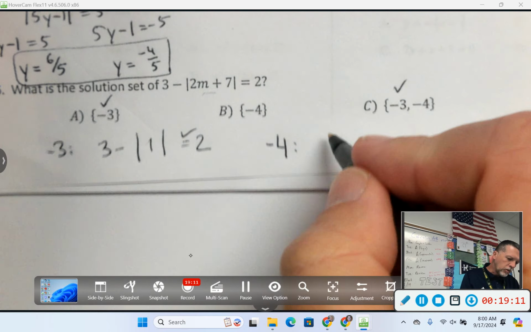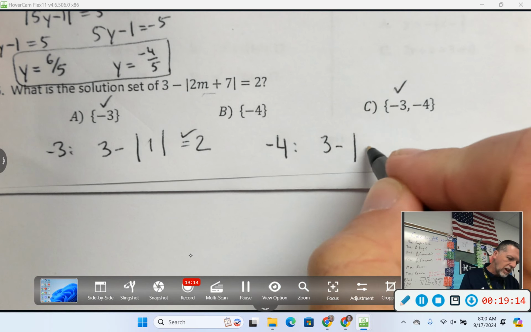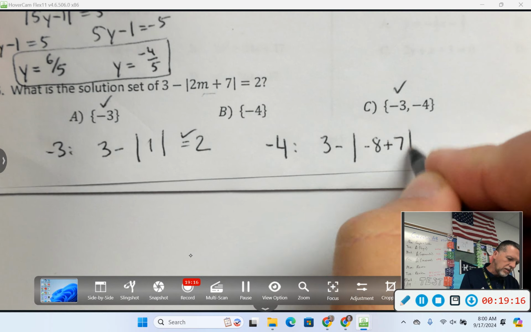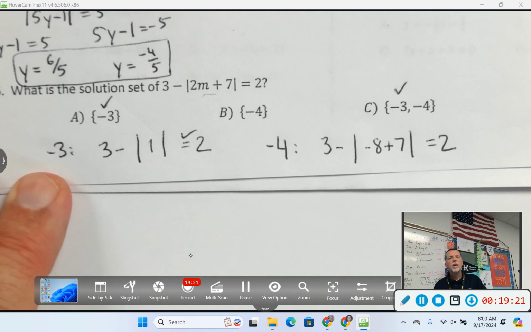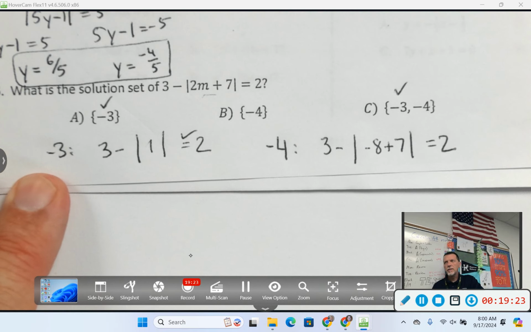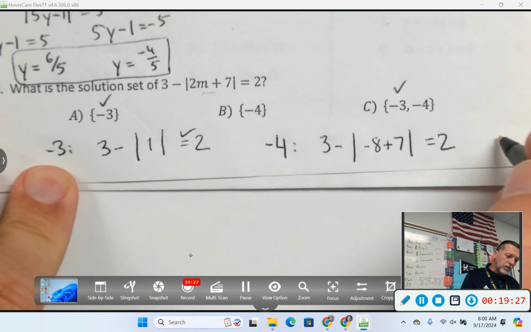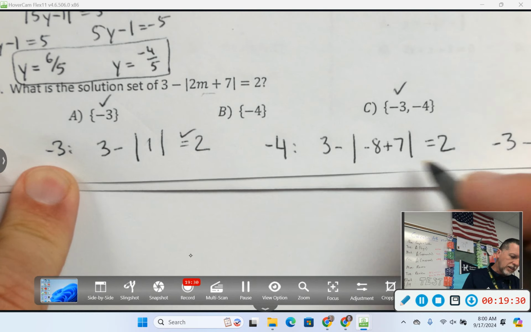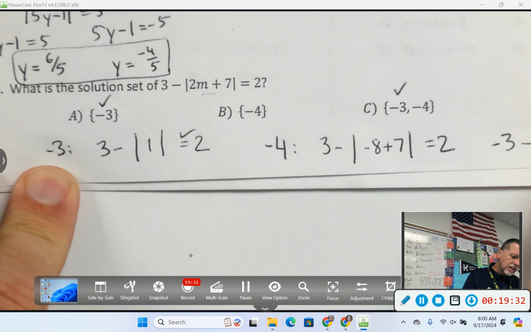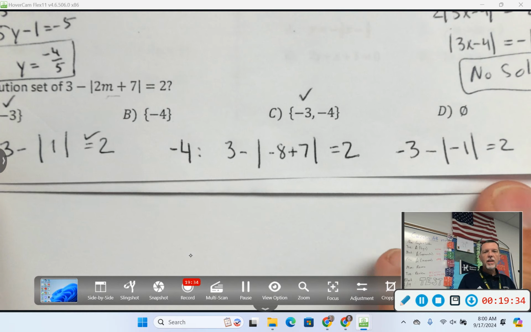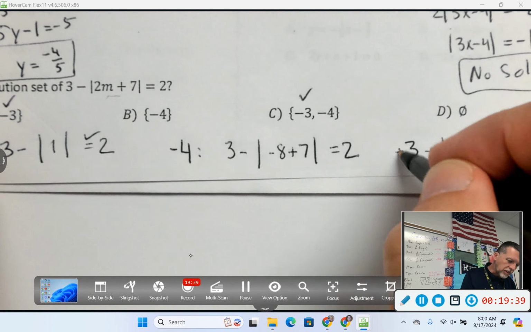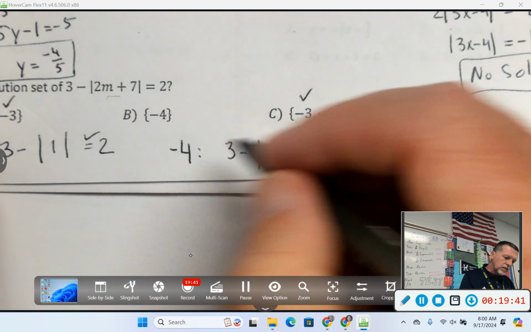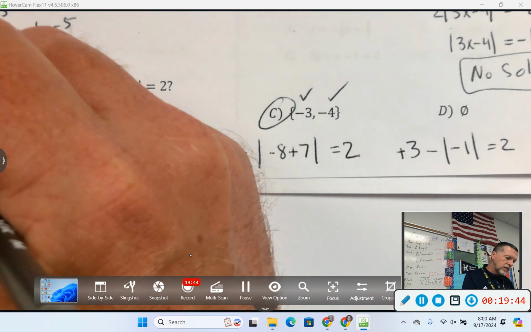Let's check -4. 3 minus the absolute value of -8 plus 7 equals 2. Does that one work? Yes. Some people get thrown off by absolute value. -4 plus 3 is -1, and what's the absolute value of -1? 1. So, oops, that wasn't negative. 3 minus 1 is 2. So -4 also works. So my answer is C.